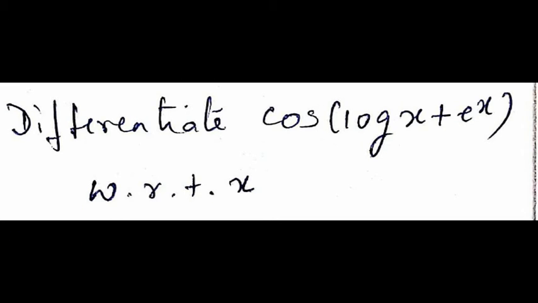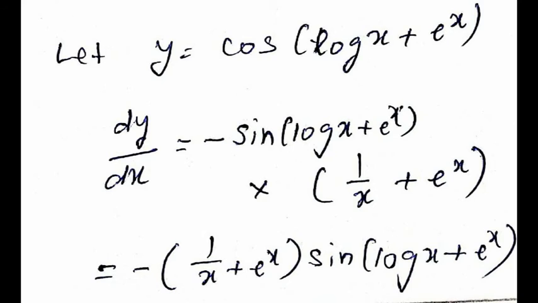Differentiate cos of log x plus e raised to x. Derivative of cos x is minus sin x, derivative of log x is 1 upon x, derivative of e raised to x is e raised to x. Therefore, we get minus 1 upon x plus e raised to x into sin of log x plus e raised to x.